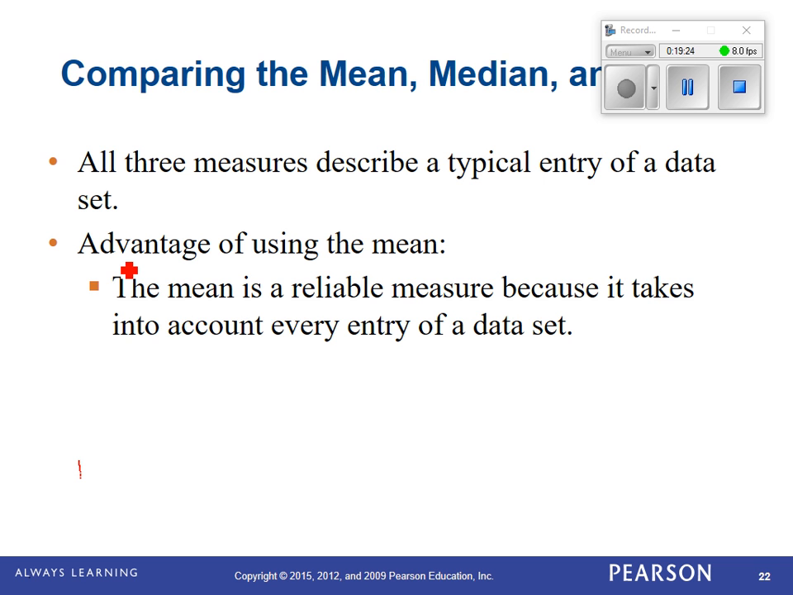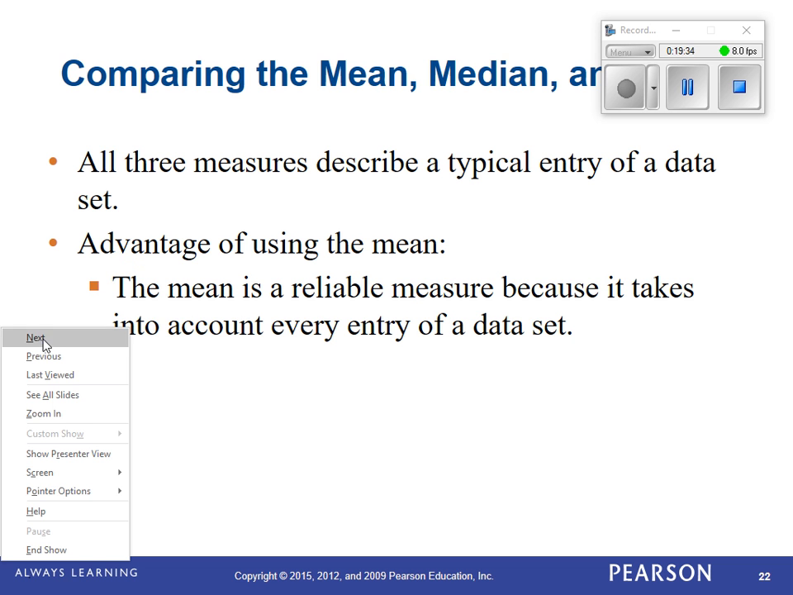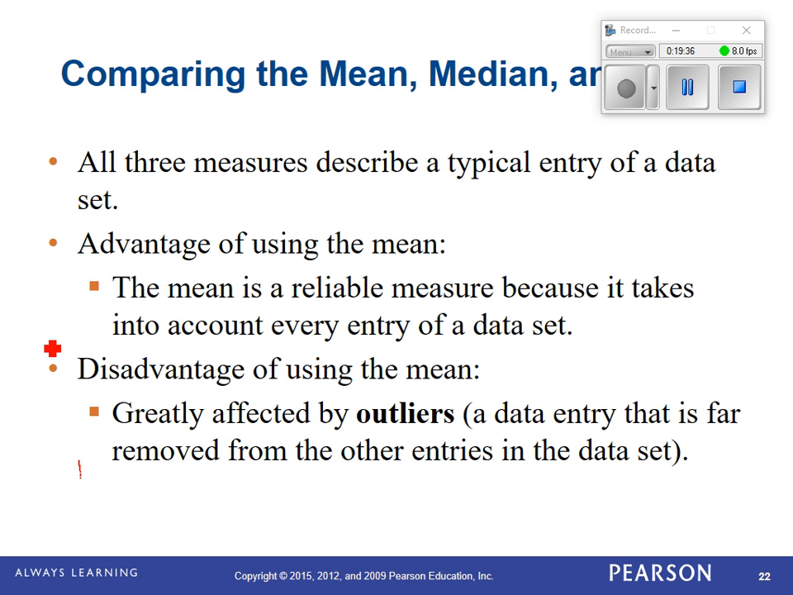Talked a little about this last time. All three measures describe a typical entry of a data set. Advantage of using the mean: the mean uses all the numbers. So it uses all the numbers to find the mean. Disadvantage of using the mean: if you have an outlier, then that messes up the whole set. All right?